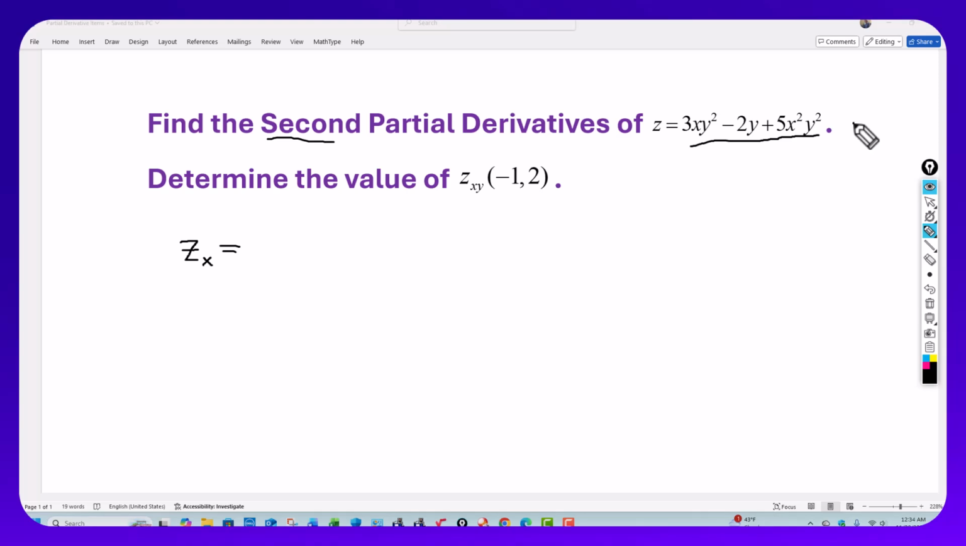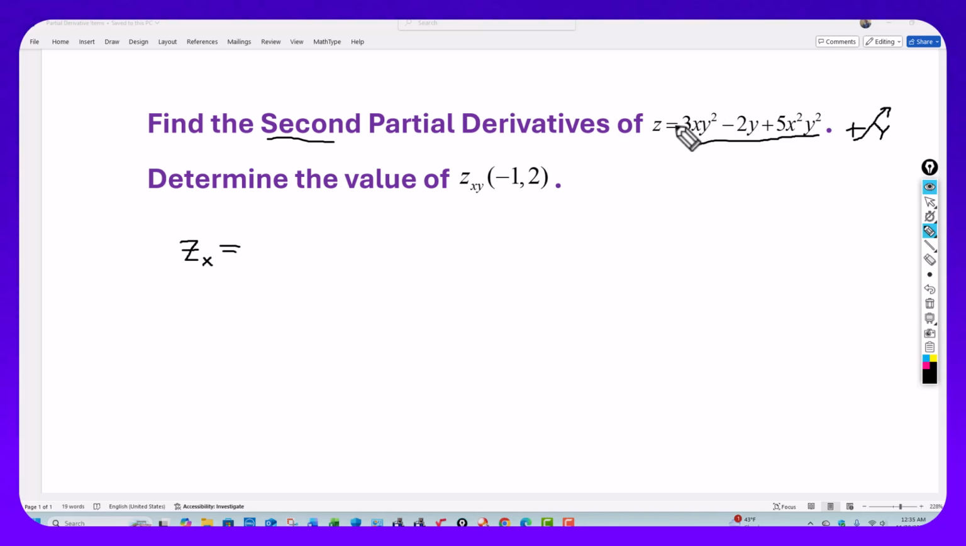So if you have a plus y over here, add it. Derivative of constant is 0. This would just go to 0 when you take the derivative with respect to x. So here's the way it works. Again, we're going to find the first partial. So that means over here, wherever you have a y, treat it like a number, constant.